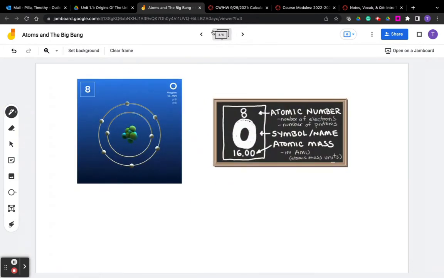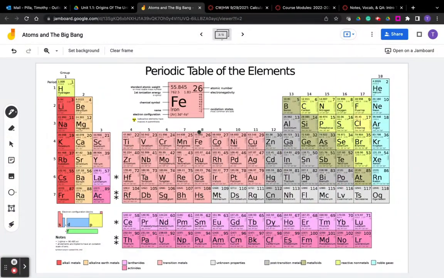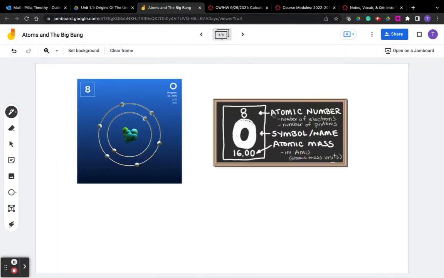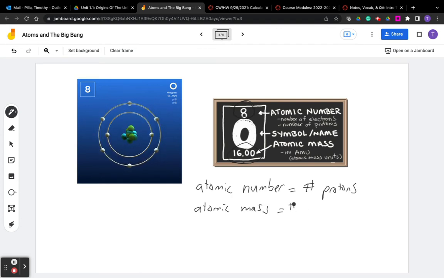But there's something interesting. When you look at a periodic table, which is what this is called, it'll tell you about atomic number at the top of the element symbol. This one's oxygen. And the atomic mass. Here's a couple more terms you need to learn. The atomic number is very simple. It's just the number of protons. The atomic mass is the number of protons plus the number of neutrons.